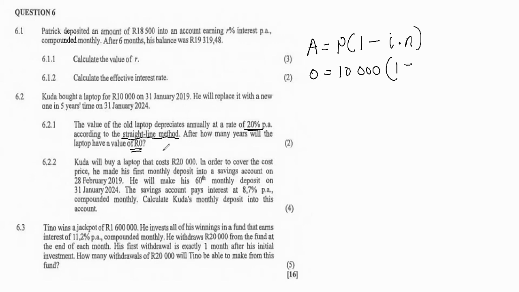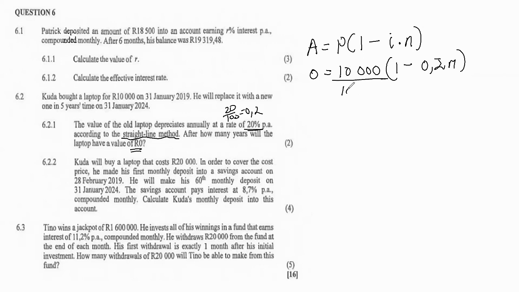So we have 1 minus the interest here, 20%, but then remember, that's 20 over 100, which will give us 0.2. So we have 0.2 and then n here, right? So we are looking for that n, the number of years. Now note that when we are dealing with depreciations, always our depreciation period will be calculated in years. So there's no depreciation that happens on a monthly basis. So all depreciations take place on a yearly basis, right? So we will always have to look for the number of years here.